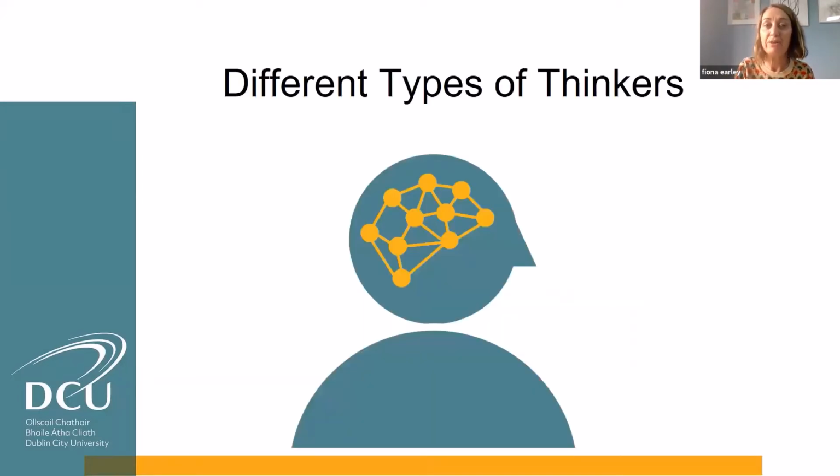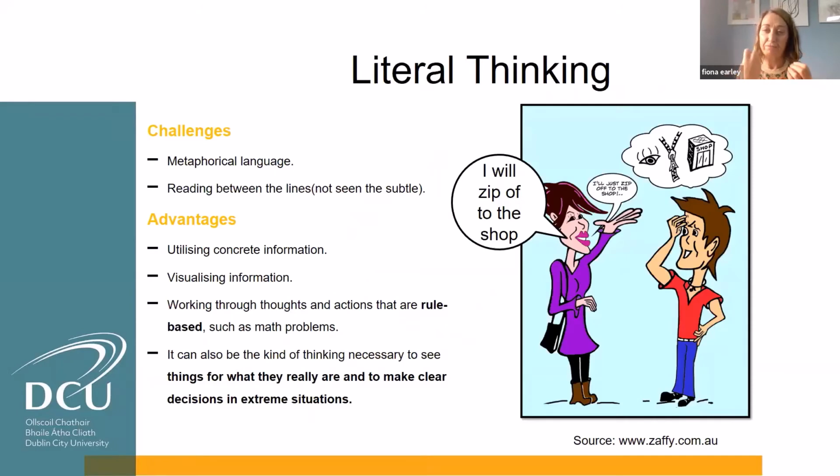So just a little bit on the ways different brains process. We have what we call literal thinkers. A literal thinker will struggle with slang, with metaphorical, grey language. So for example, here, "I will zip off to the shop." The other person is literally processing a picture in their mind of this person undoing their zip.